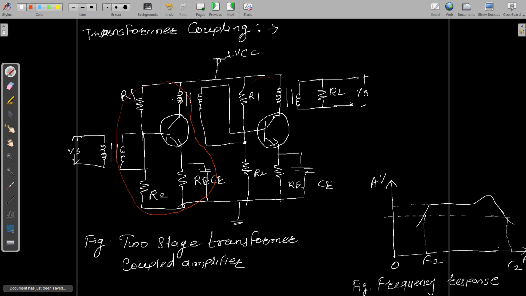Now you can see here how the output of the first stage is getting connected to the input of the second stage. Now you can see there is not any capacitor present in between, but here the output got coupled to the input of the next stage with the help of the transformer, right? So that's why it is called transformer coupling. And we know that whenever we say the word transformer, automatically one advantage and one disadvantage come in combo. The advantage, obviously, when you have a transformer, is that it has impedance matching.